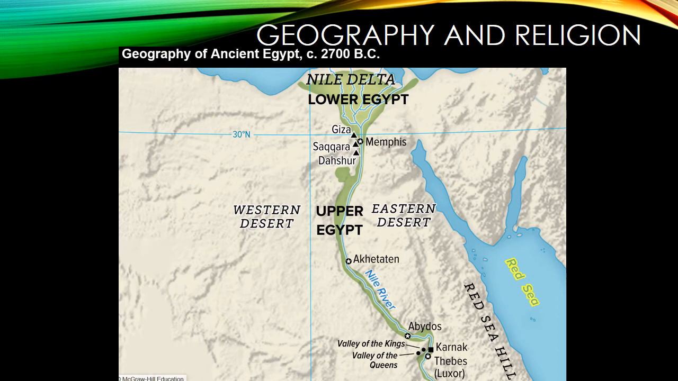It also offered natural protection. You've got deserts to the west and east, the Red Sea to the east, the Mediterranean Sea to the north, and rapids on the Nile provided natural barriers against invasion. And obviously this was part of their religion. Numerous gods were associated with the heavenly bodies and natural forces that gave early Egyptians a sense of security and timelessness. So basically what we're talking about is the geography and religion.